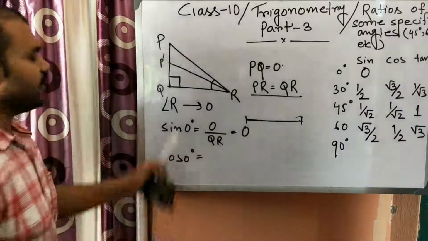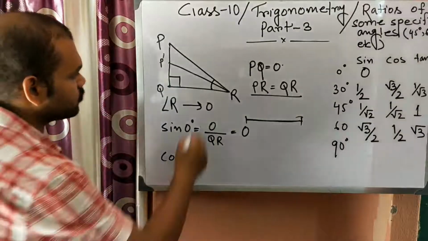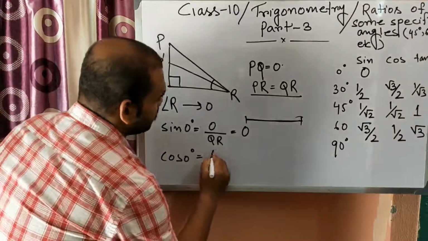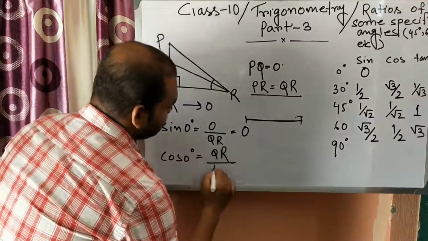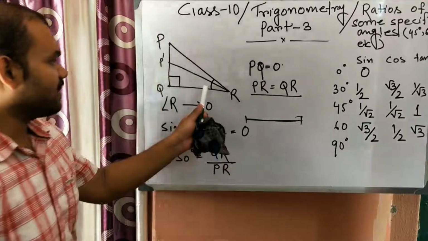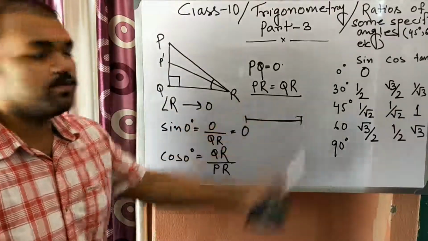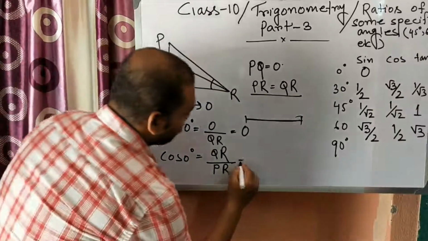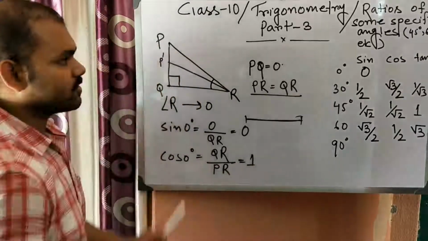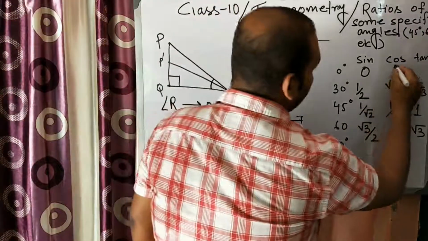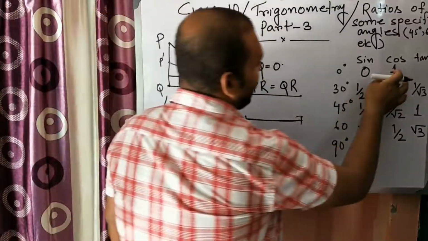Now cos 0 degree is equal to base by hypotenuse, so we can write down what is base, QR, and hypotenuse is PR. Now at an angle 0, PR and QR are the same, so we can write down 1. So cos 0 is 1. Now what is the value of tan 0?